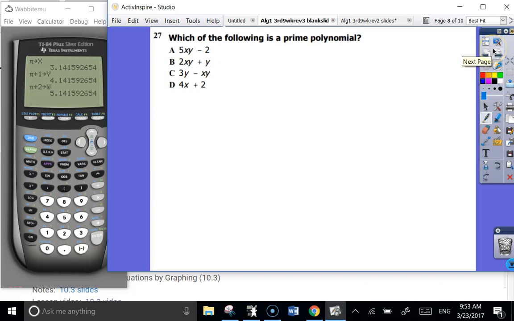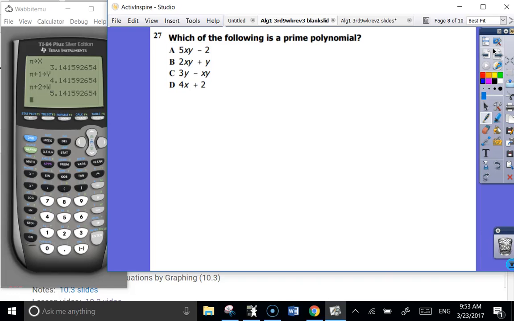Now, this is a concept that we haven't talked about, but I saw that it is something that's going to come up. A prime, what is a prime number? Well, you can't multiply it. A number that doesn't have any factors except for itself and 1. Okay, a prime polynomial doesn't have any factors. There's no common factors. So look at those 4 right there and tell me which one has no common factors between the two terms.